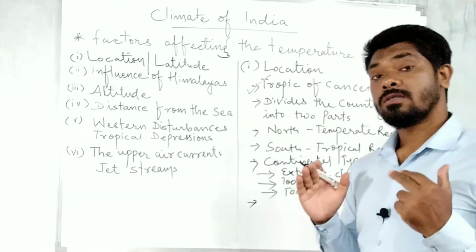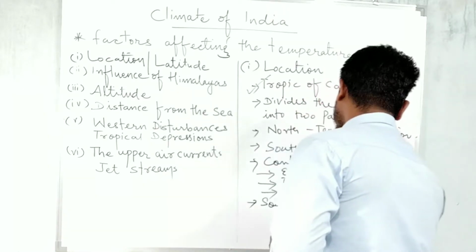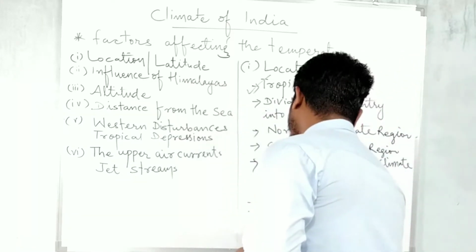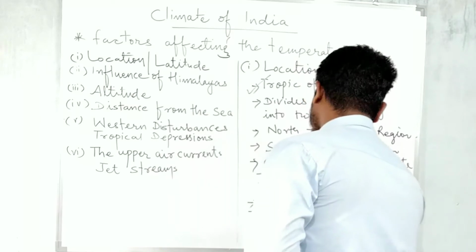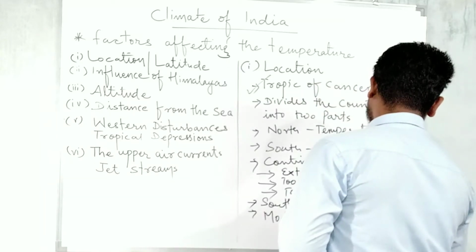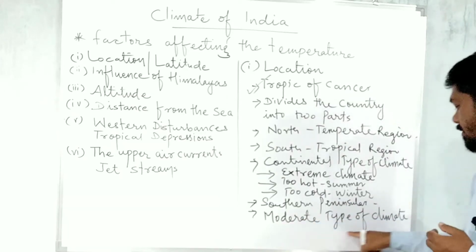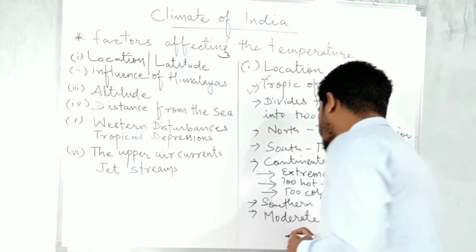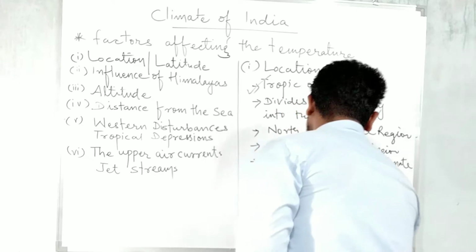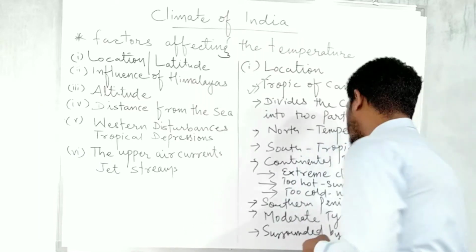Now when you talk about the southern peninsula, they experience a moderate type of climate. Southern parts of India, the southern peninsula, experience a moderate type of climate because they are surrounded by water bodies.